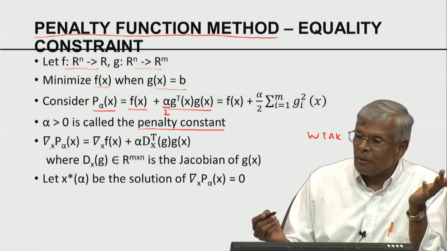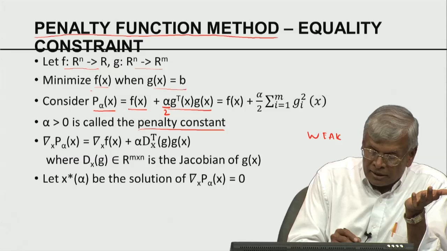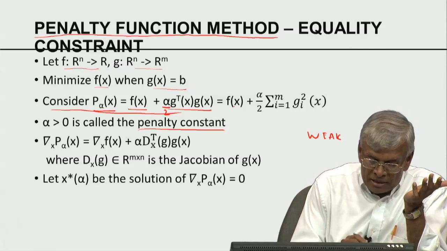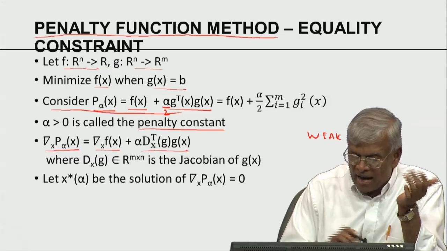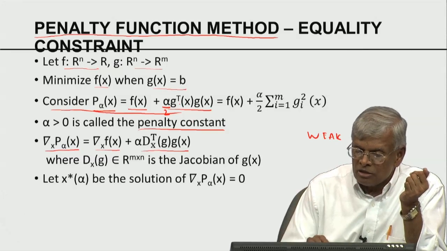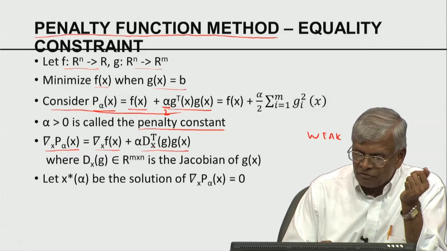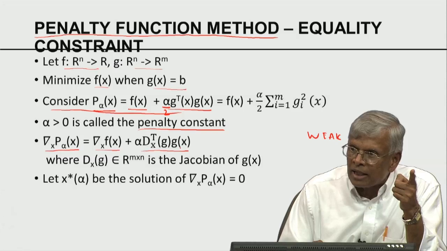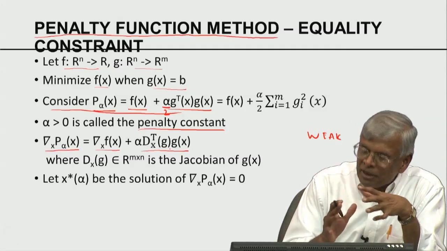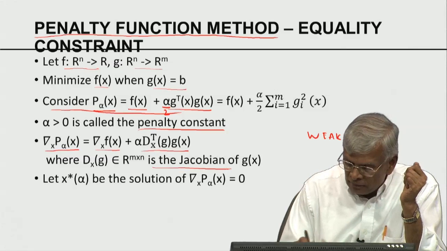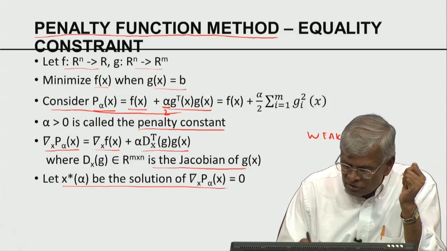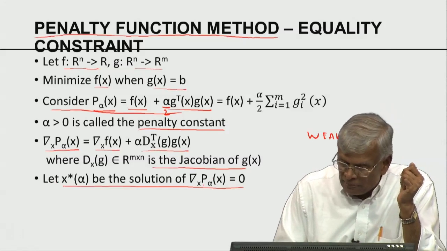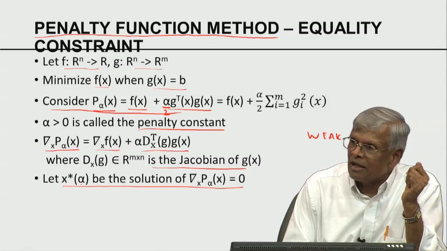You solve this constrained minimization problem by solving this unconstrained minimization problem P alpha. So what is the gradient of P alpha? It is the gradient of f plus the gradient of the penalty term. Now you remember when we talked about multivariate calculus, H transpose H, G transpose G: the gradient of this is the Jacobian transpose times g. In order to do that, you must have the knowledge from multivariate calculus that we covered in the last lecture, where D is the Jacobian. So x star, the optimal solution, is obtained by setting the gradient to 0. This optimal solution x will always depend on alpha. So the optimal solution is a function of the penalty parameter.